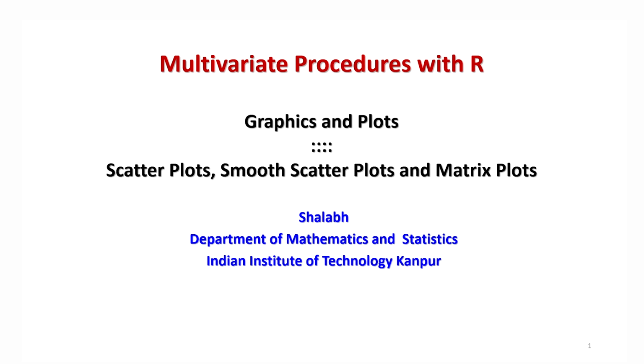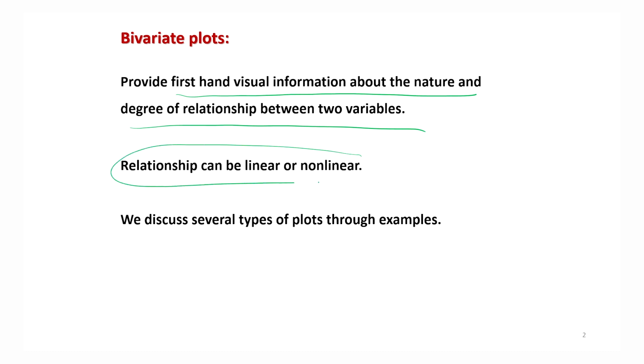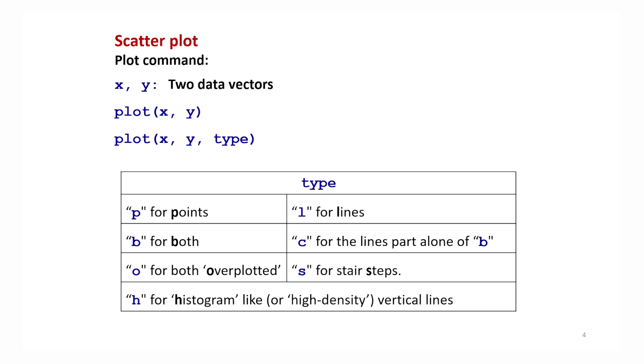In this lecture we are going to cover scatter plots, smooth scatter plots, as well as matrix plots. These bivariate plots provide first-hand visual information about the nature and degree of relationship between two variables. This relationship can be linear as well as non-linear. We will discuss different types of such plots through various examples.